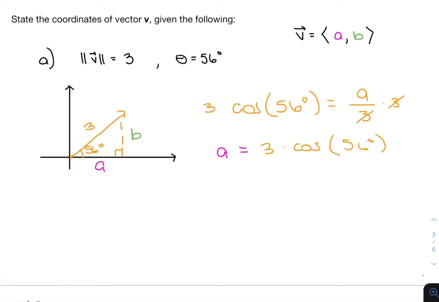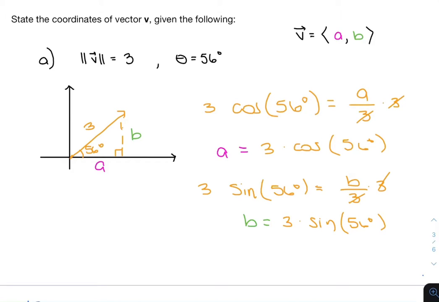We can do something similar for B. So if we wanted to solve for what B is, we can see that B is actually opposite of the 56 degrees, and we also have information on our hypotenuse. So opposite over hypotenuse, that's sine. So we can use sine in order to figure out what our B is. So sine of 56 degrees is equal to opposite, which is B, over hypotenuse, which is 3. So again, we can multiply 3 to both sides to cancel out the 3 in the denominator. So our B is equal to 3 times sine of 56 degrees.